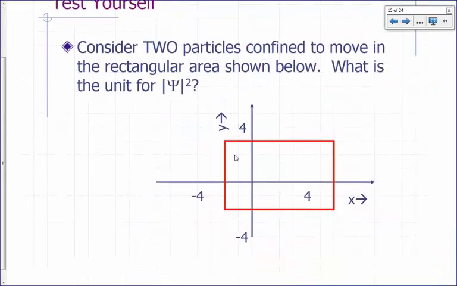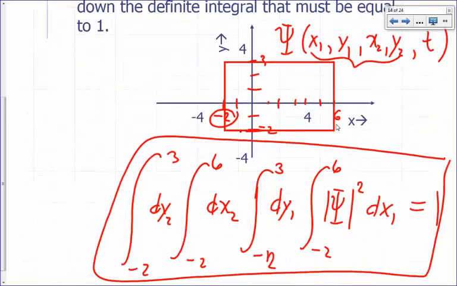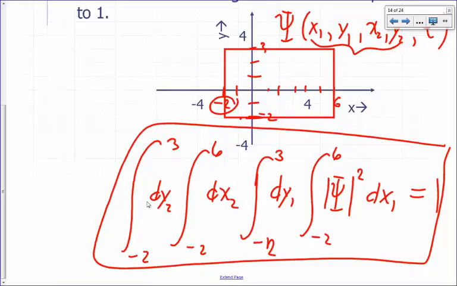Let's consider two particles confined to move in the rectangular area shown below. This is the same problem as this one right here. Two particles. So what would be the unit for psi squared? That entire integral must be unitless, right? So psi squared times dx1 times dy1 times dx2 times dy2, that entire expression must be unitless.